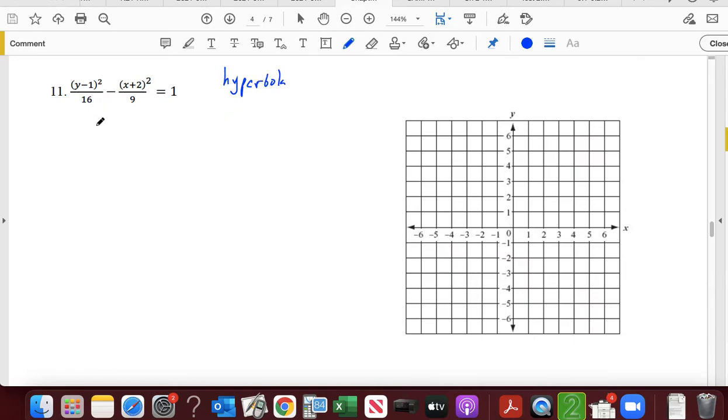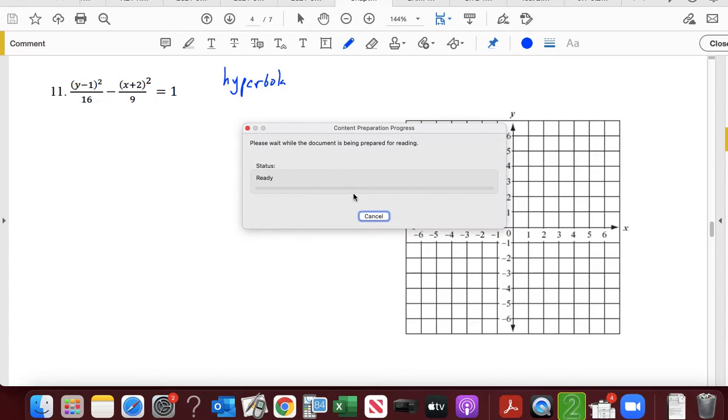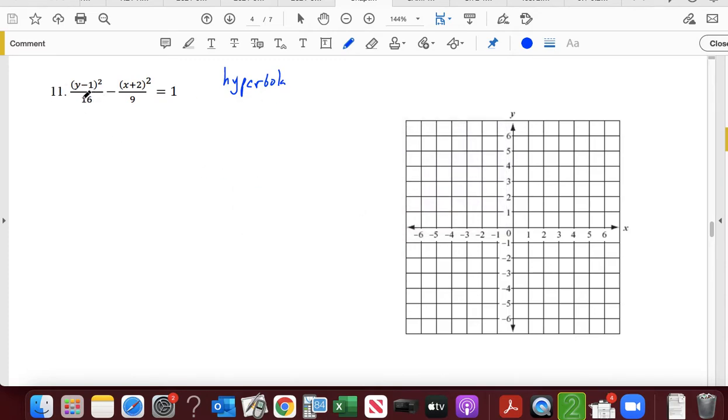So we know that we need a center of our hyperbola. The beginning is just like drawing the ellipse. So notice how the x is second. So we say -2, +1 for our center. We know this is Ry squared there, and this is Rx squared. So we know Ry is 4 and Rx is 3.